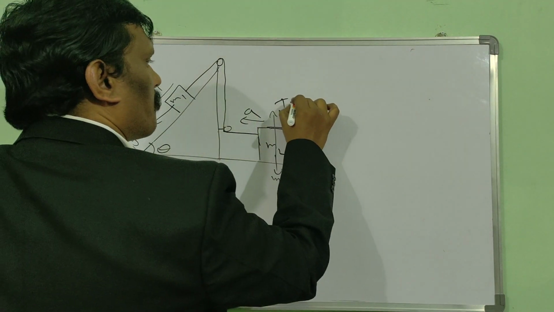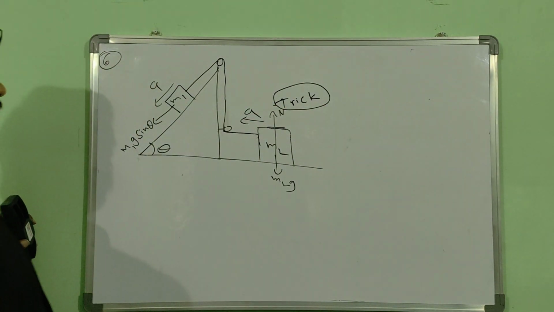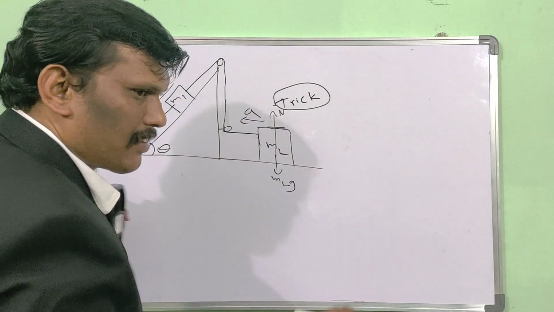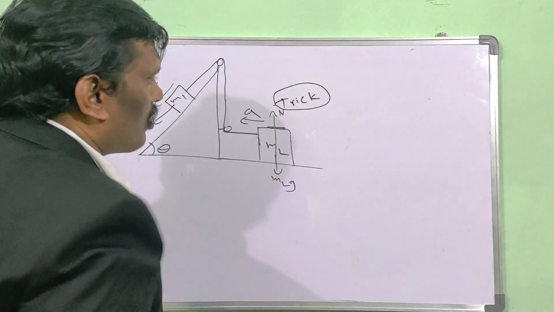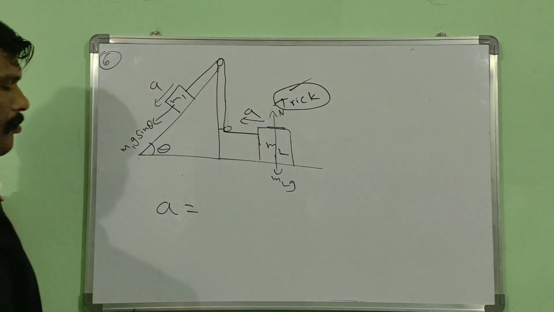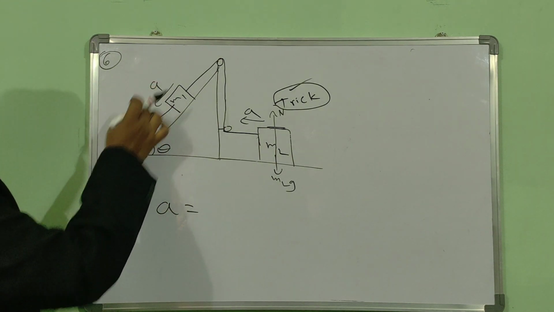This is the trick we need to remember. This weight is balanced by the normal force; both are equal and opposite and cancel each other. Remember, this is the trick. Then what is the acceleration of the system? What is the net weight acting on the system? Only one weight, m1g sin theta, which is also in the direction of acceleration.